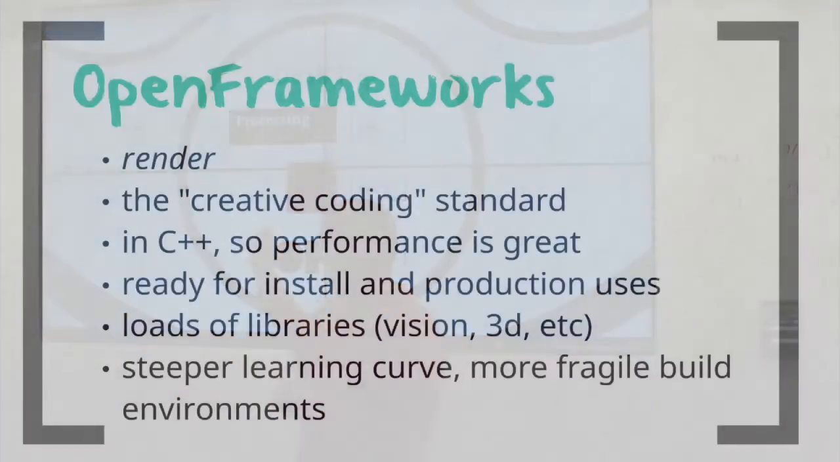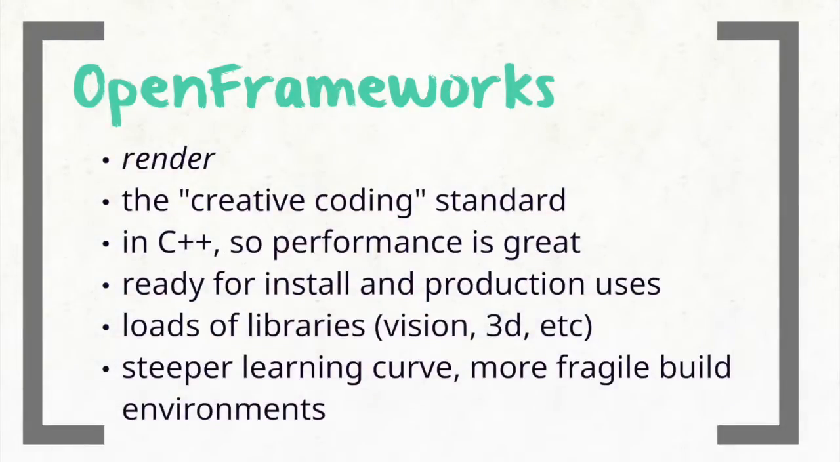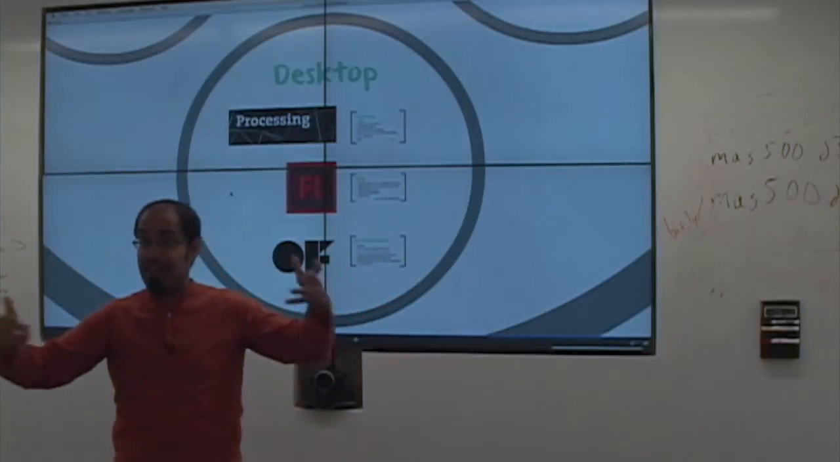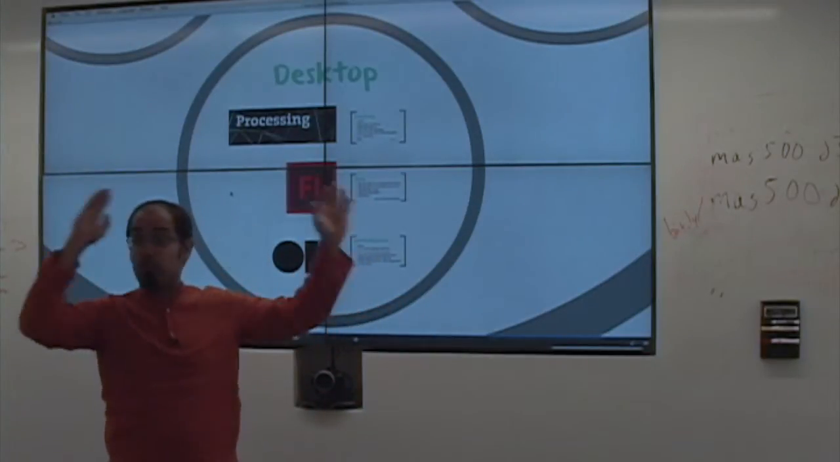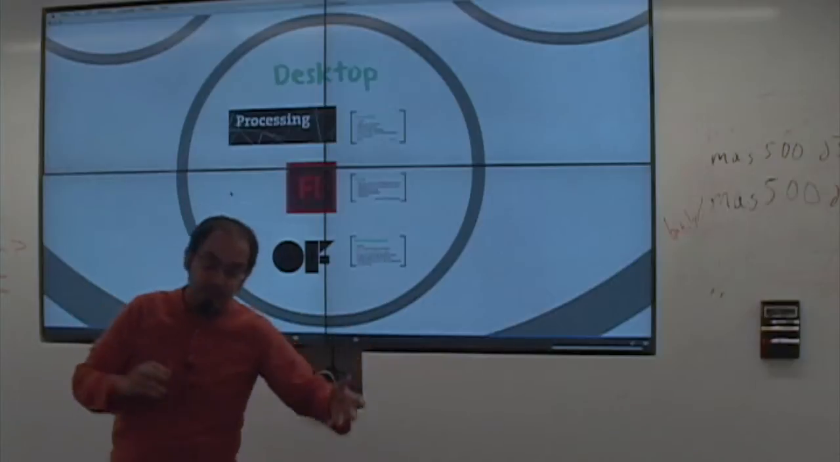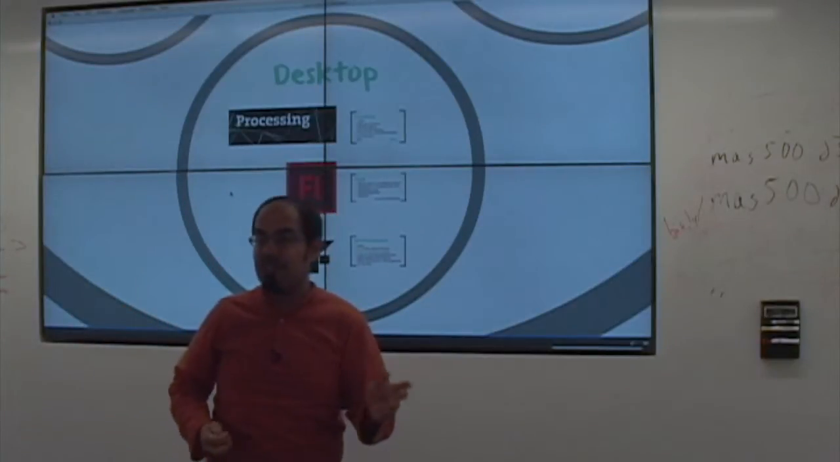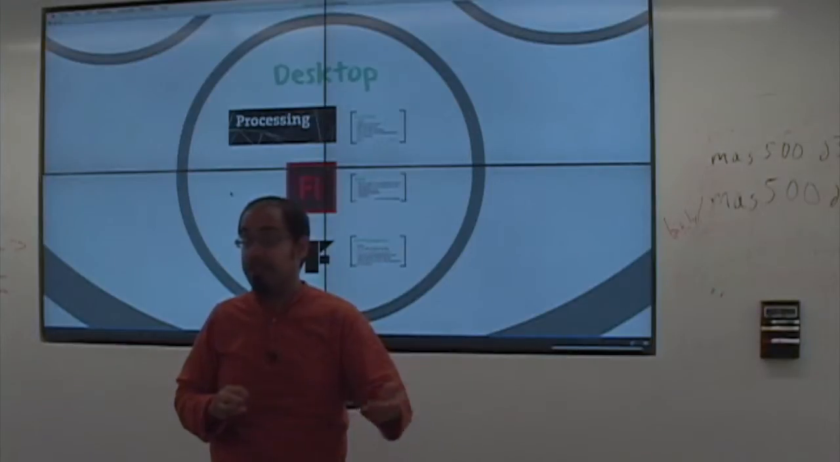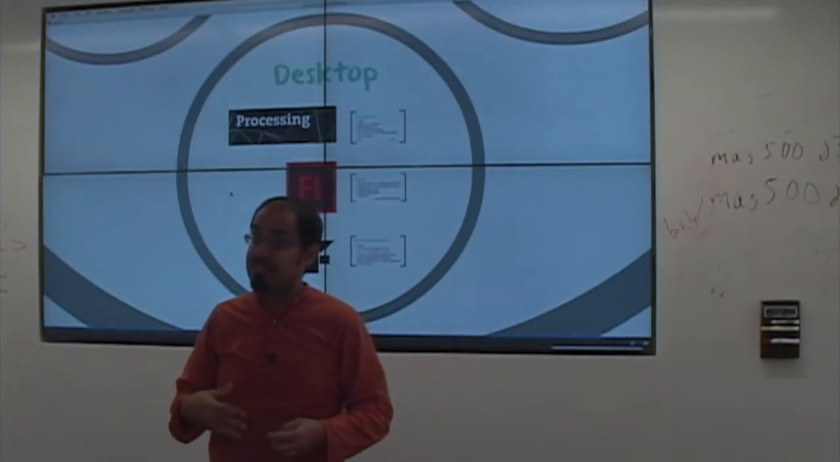openFrameworks, C++, you've got to invest in it, but it gets wicked fast. Great for 3D stuff, if you want to be doing video analysis, or interactive pieces where someone's dancing and you're capturing that and painting visuals behind them. openFrameworks is kind of the standard now for stuff like that. You can do that in Processing, of course, but I see a lot more examples of that stuff in openFrameworks.